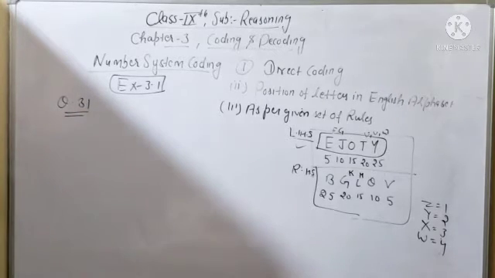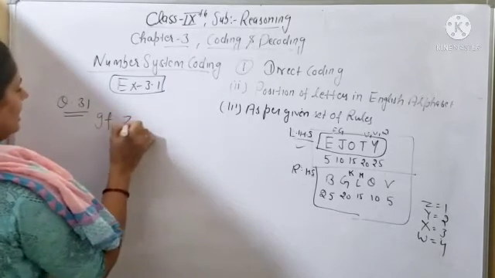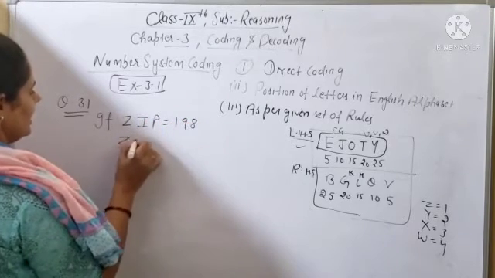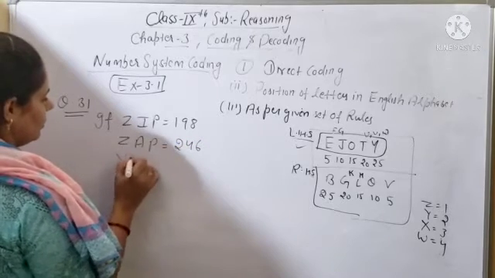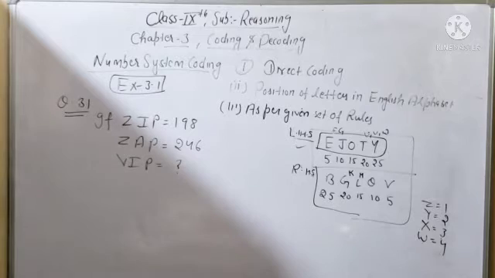What is the question? If ZIP is coded as 198, ZAP is coded as 246. So what will be the code of VIP? Okay, ZIP is coded as 198. Okay, ZAP is coded as 246. So what will be the code of VIP?